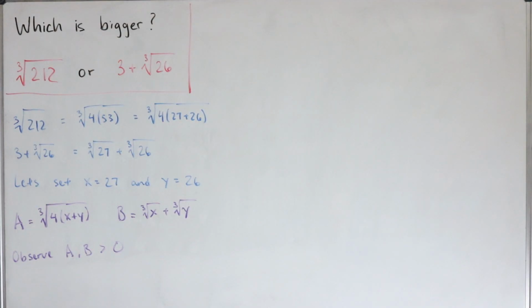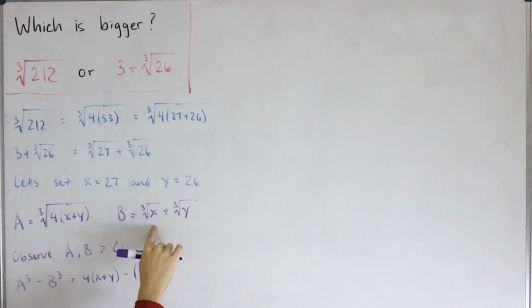Next, let's take the difference A cubed minus B cubed. This helps us eliminate the radical symbol. What we have is 4 times x plus y, and then we subtract the cubic binomial, which says that a plus b quantity cubed is equal to a cubed plus 3a squared b plus 3ab squared plus b cubed. We substitute that formula with x and y and plug it back in.